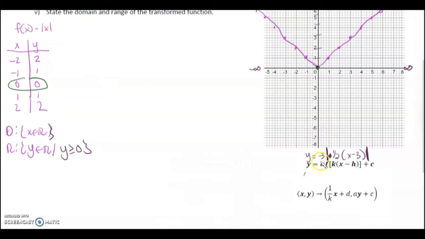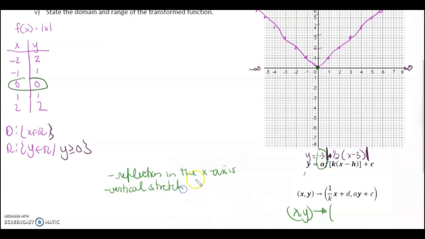So let's write our mapping notation. Oh no, let's first state the transformations. On the a value, we can do this all together. On the a value, there's a negative and a 3. So this is a reflection in the x-axis. This is also a vertical stretch by a factor of 3.